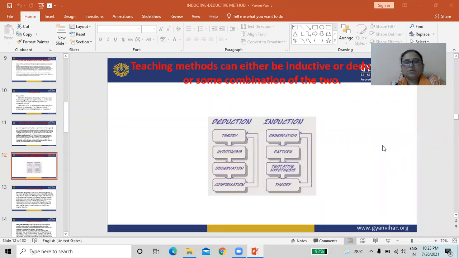Deduction and induction, as you are watching in my PPT. Deduction: theory, hypothesis, observation, and confirmation. Induction: observation, pattern, tentative hypothesis, and theory.